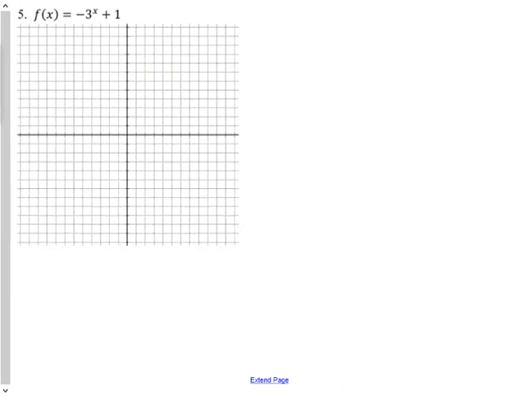Next up is negative 3 to the x plus 1. Now just a note, on the PEMDAS side of things, this is not negative 3 to the x, right? It's not in parentheses. So this is literally, what is 3 to the x? Then we're going to multiply by negative 1, and then we're going to shift it by the plus 1 outside.